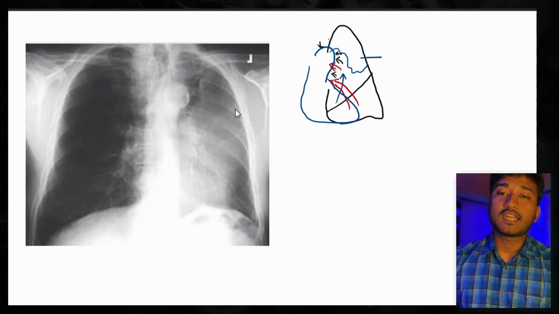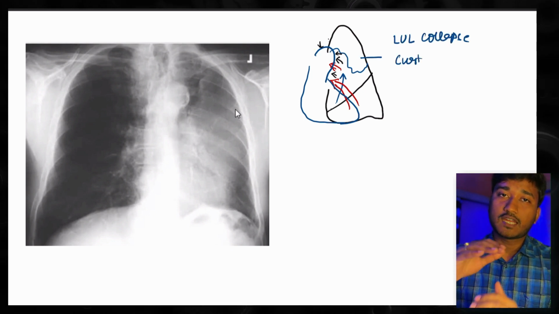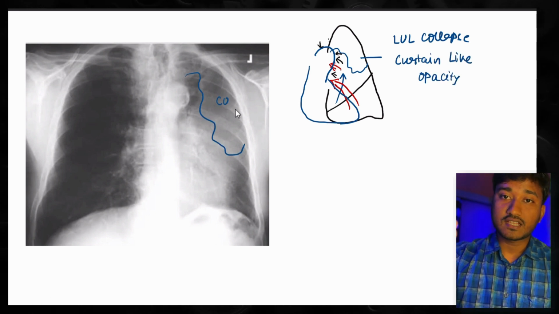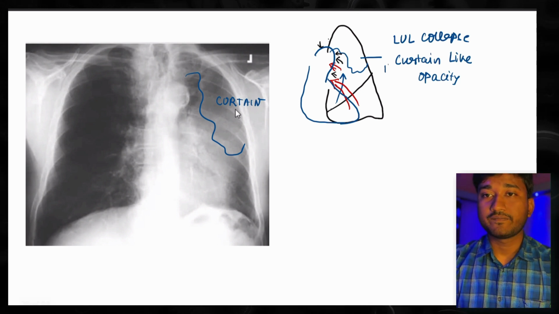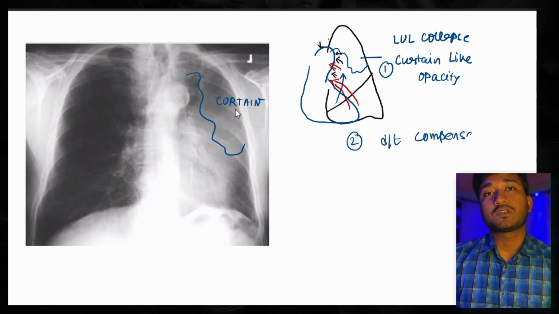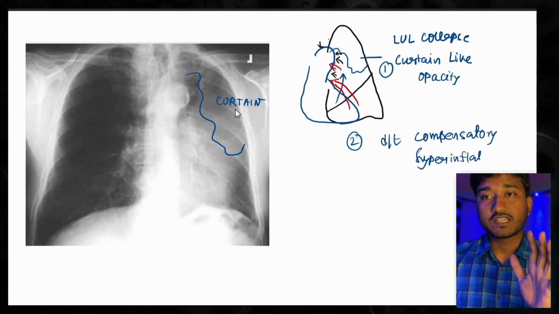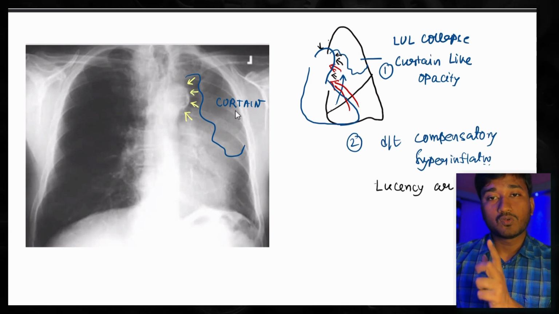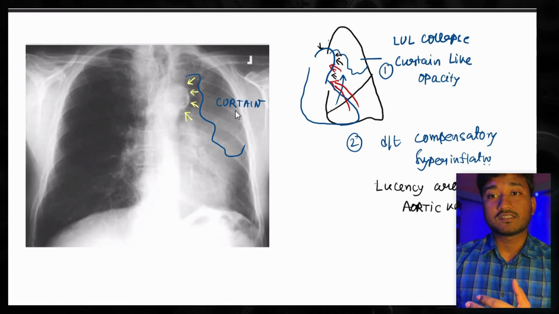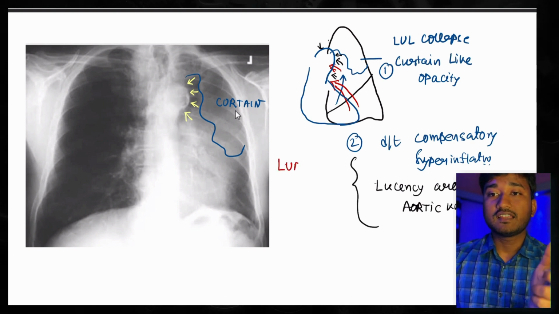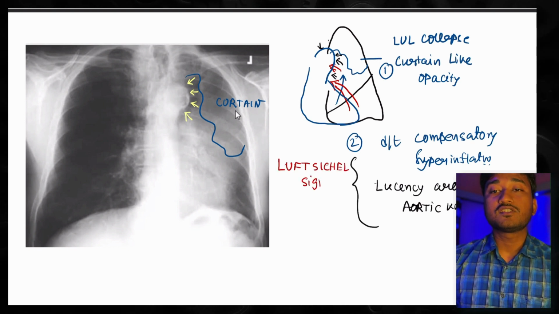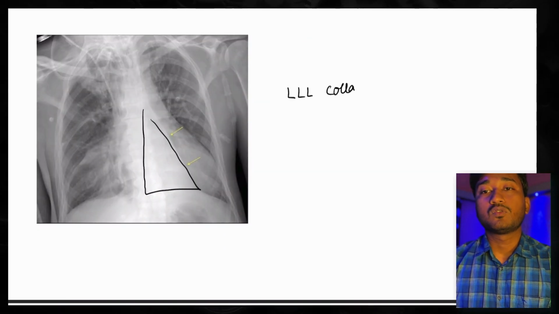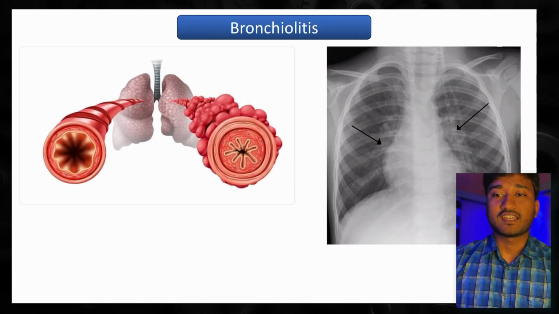That will cast a shadow around the aortic knuckle region; you can see there is a hyperlucency around the aortic knuckle region. Okay. Initially, because the left upper lobe goes up, it forms a curtain or veil-like opacity, and secondarily, because of compensatory hyperinflation of the left lower lobe, there is lucency around the aortic knuckle. This is called the Luftsichel sign. It is seen in left upper lobe collapse. In left lower lobe collapse, what can you find? Once again, the triangle. Okay.